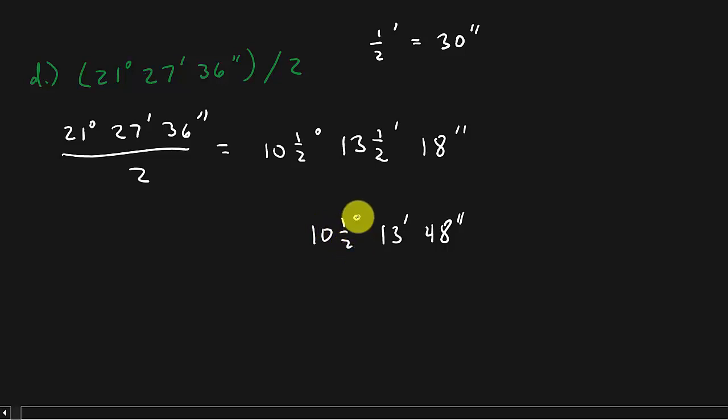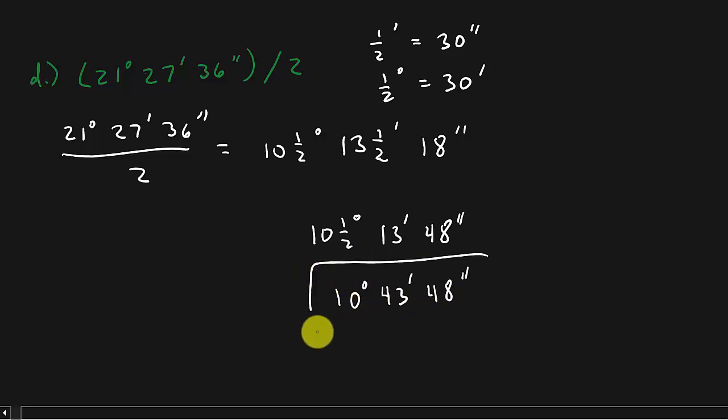Okay. All right. So now we want to get rid of this half on the degrees. So I know that half a degree is equal to 30 minutes. So if I take the half a degree off of here, well, that's 30 minutes. The 30 minutes plus 13 minutes is 43 minutes, and there's my 48 seconds. And that would leave me with my 10 degrees.